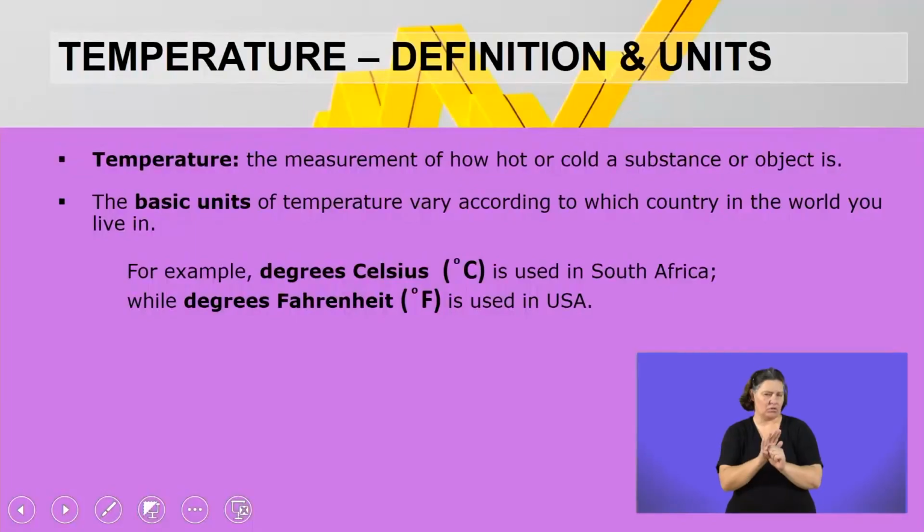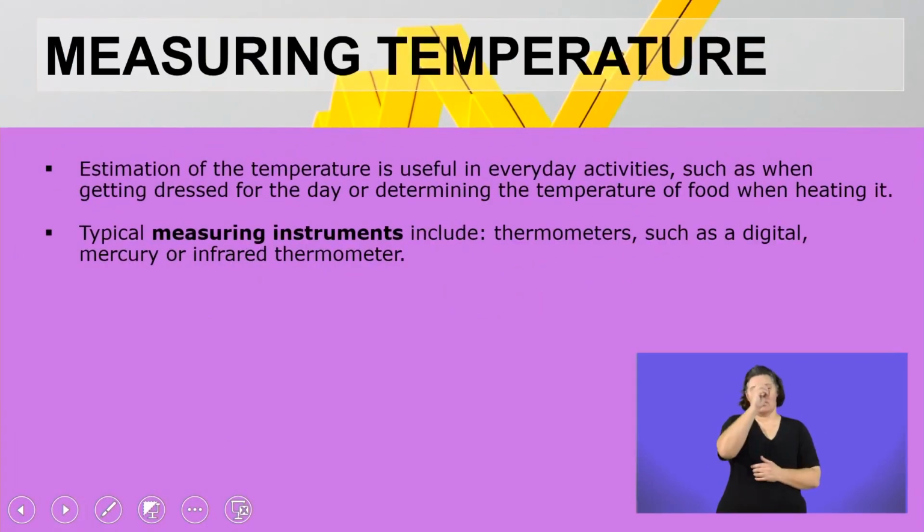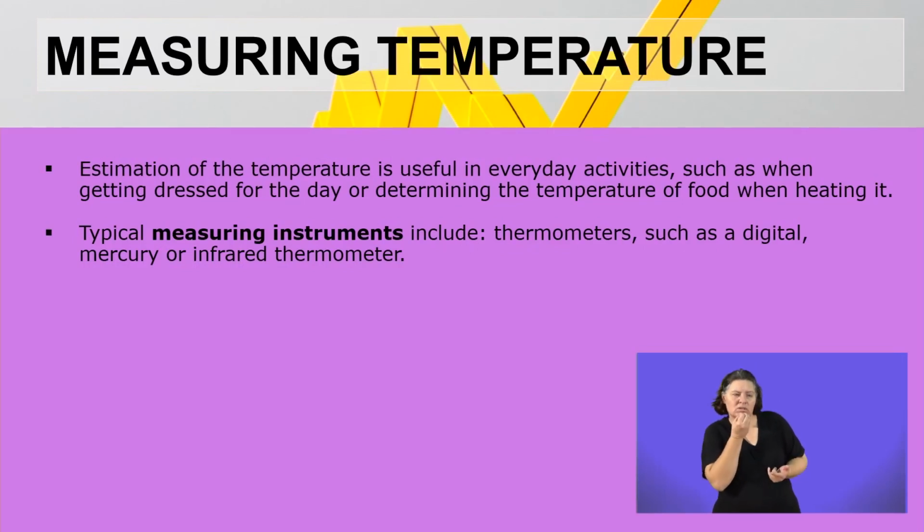Now let's look at conversions and calculation involving units of temperature. Now just a bit of background. Temperature, that's the measurement of how hot or cold a substance or an object is. The basic units of temperature vary according to which country in the world you live in. And then we know in South Africa we refer to degrees Celsius, and then like obviously in the Americas we refer to degrees Fahrenheit. Then estimation of temperature is useful in daily activities, such as when getting dressed, for example, to determine how hot or cold your food should be. Then typical measuring instruments include thermometers such as digital, mercury, as well as your infrared.